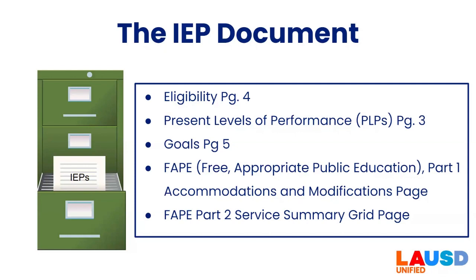We may not understand the purpose of each page or where to even begin reading it. In case this document is still a mystery, we will go over the key pages that will provide you valuable information about your students. We will discuss eligibility found on page 4, present levels of performance on page 3, goals on page 5, FAPE Part 1, which covers accommodations and modifications, and FAPE Part 2, which is the summary of services page.